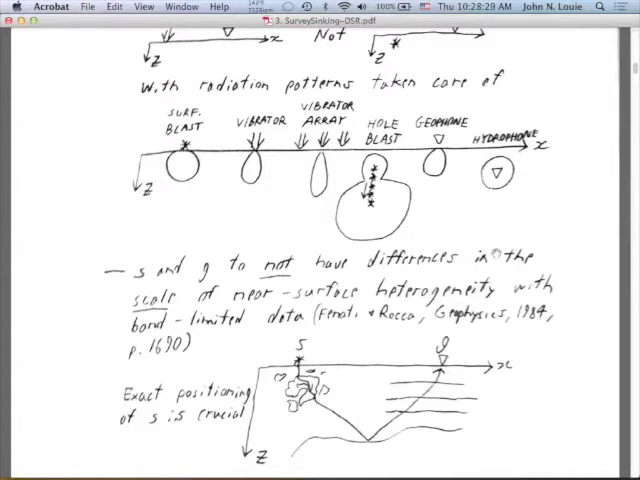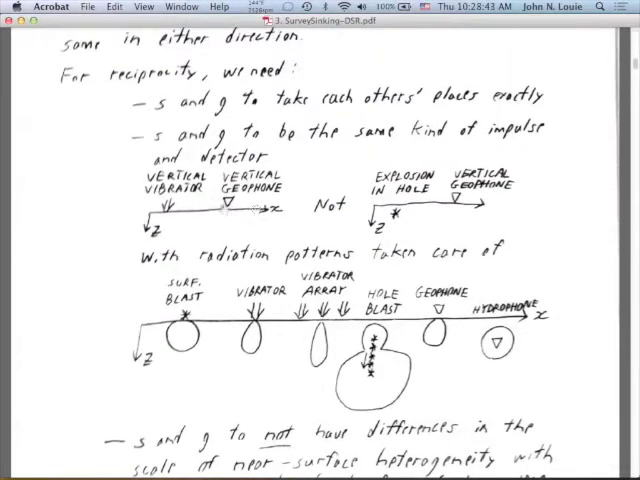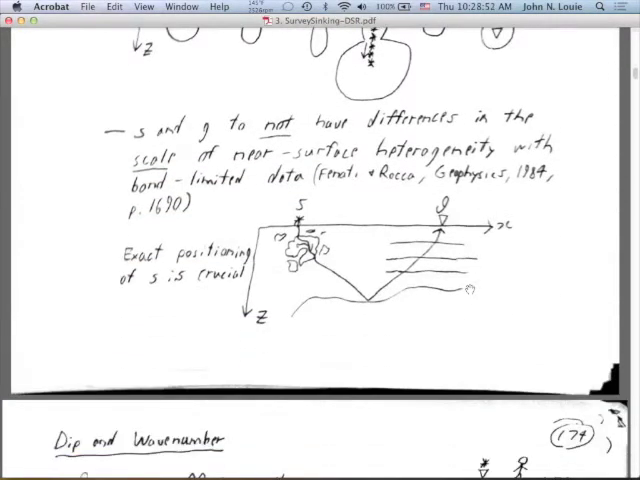So we may have to take care of these radiation patterns. We may have to figure out what these radiation patterns are and apply them as a kind of spatial filter. That's not terribly difficult. And so we can make everything look like a vertical vibrator and a vertical geophone. And so then we can use reciprocity at will.